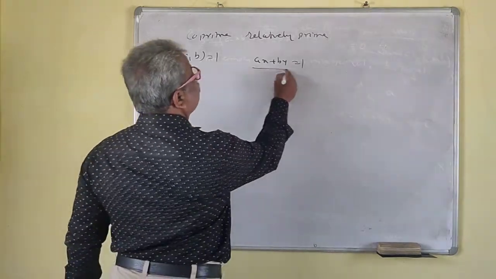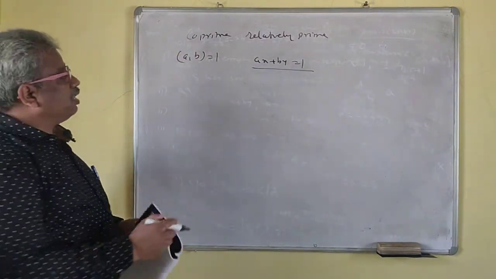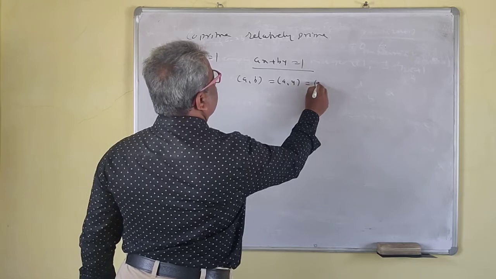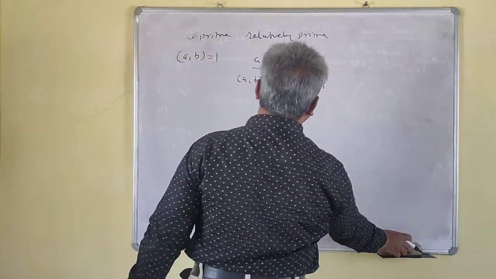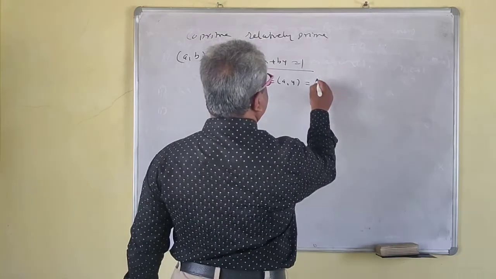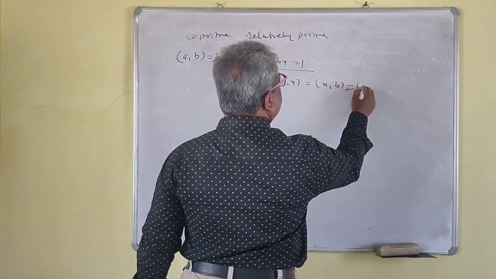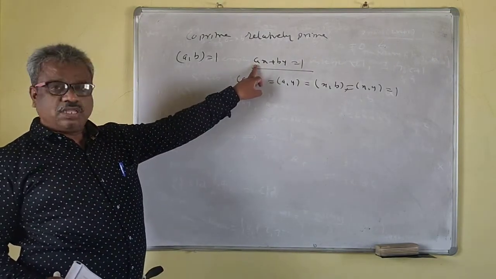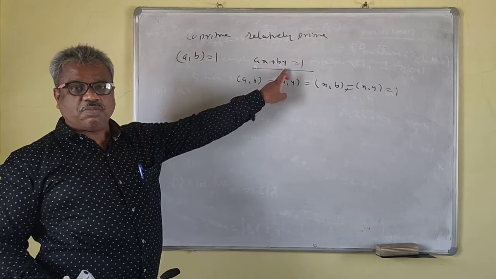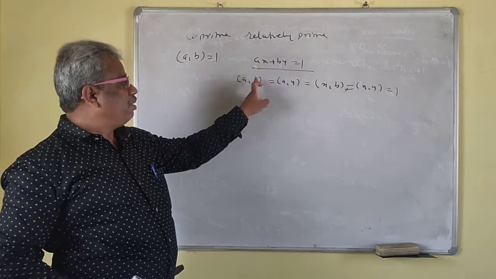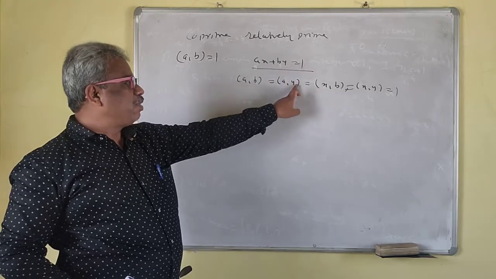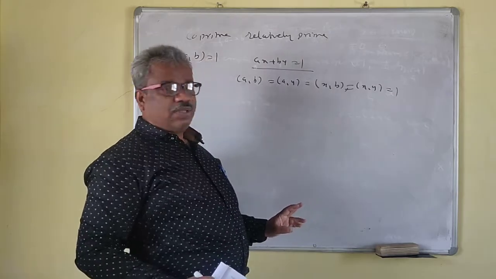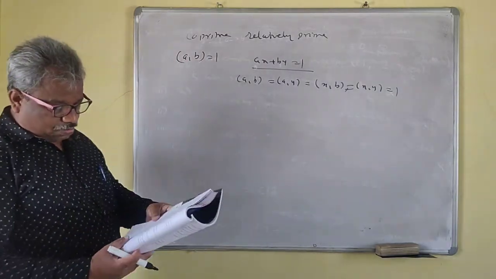Okay, so if you have ax plus by is equal to 1, then this is the same as ay, the same as xb, the same as xy, all with GCD 1. Take one term from this one and one term from the other, one member from each. So the GCD is 1. So you should remember this.